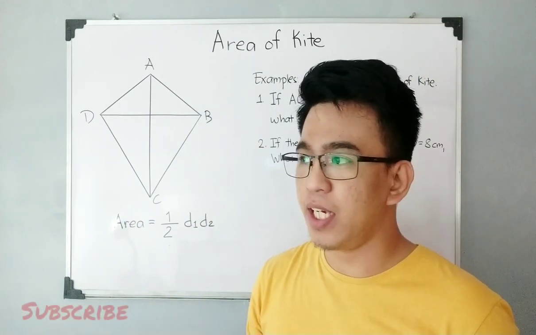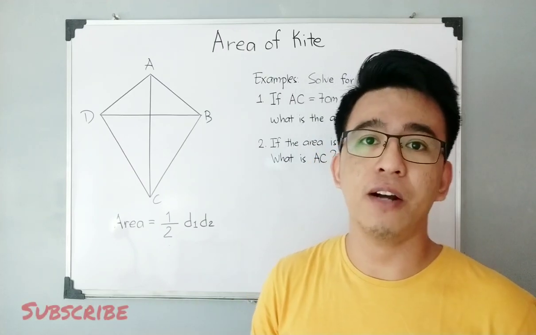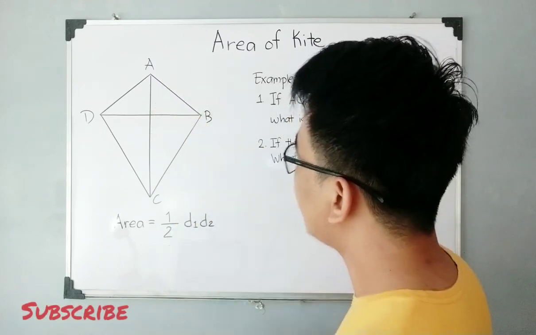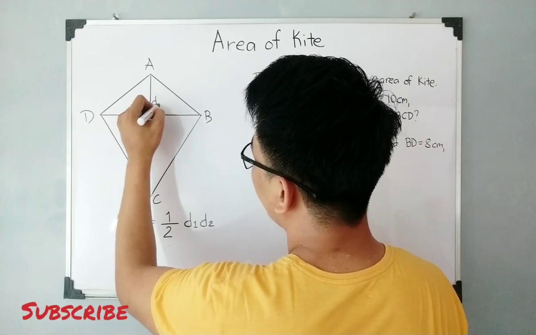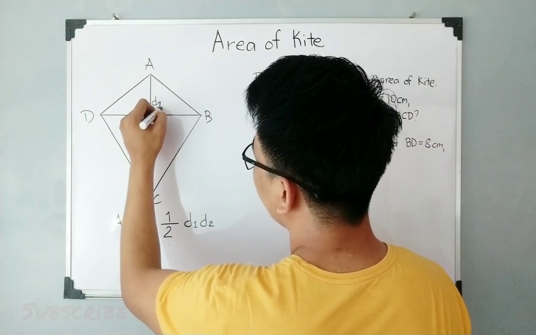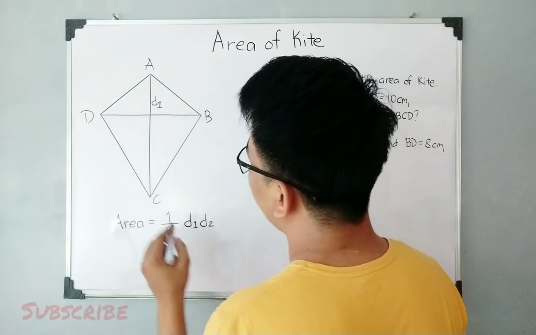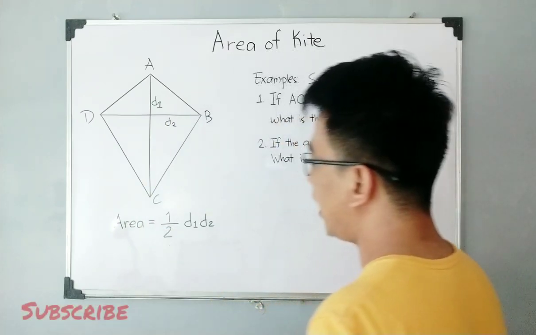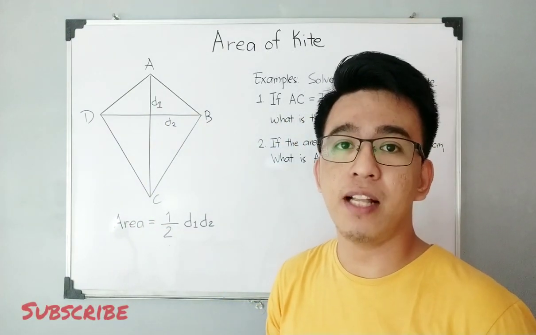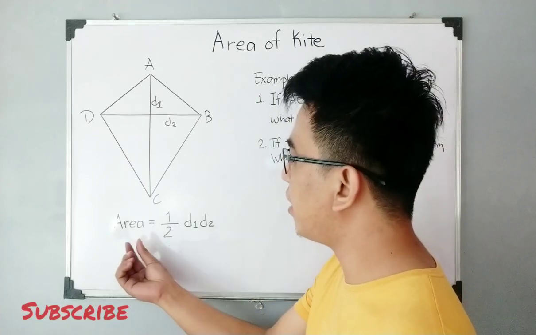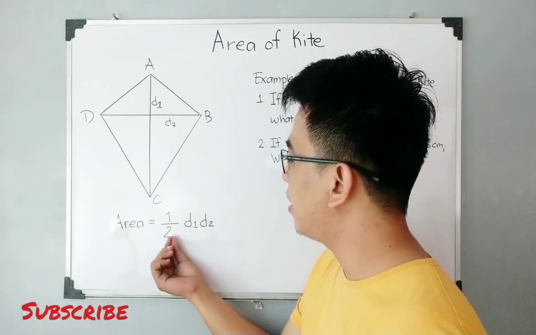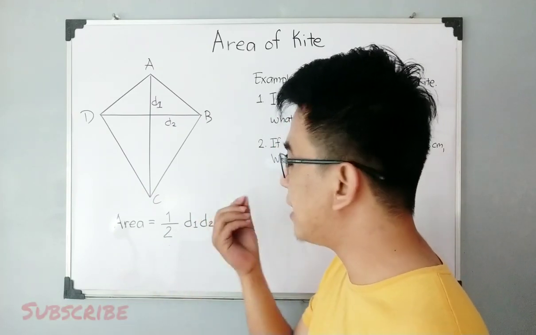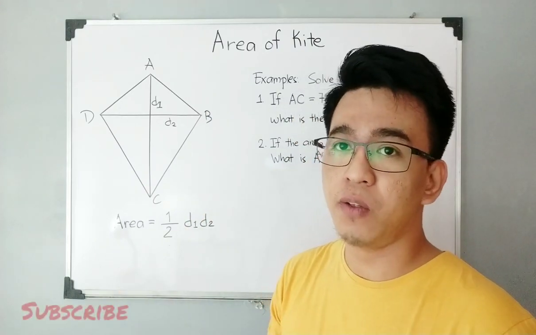The area of a kite is simply half of the product of the two diagonals. So imagine we have here two diagonals. We have diagonal AC, so we can say that this is diagonal 1 or D sub 1. And this diagonal BD, sabi natin, this one is diagonal 2 or D sub 2. And the formula in solving the value of the area of a kite is simply area is equal to 1 half times D sub 1 times D sub 2. In other words, it is half of the product of the two diagonals.